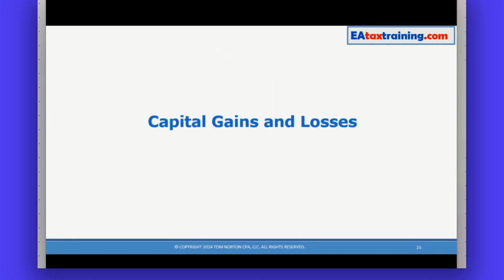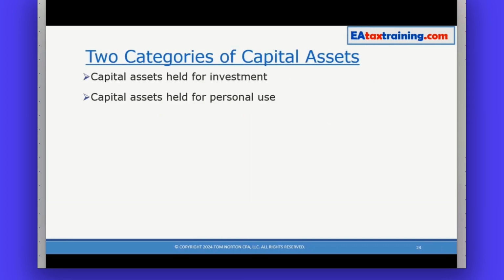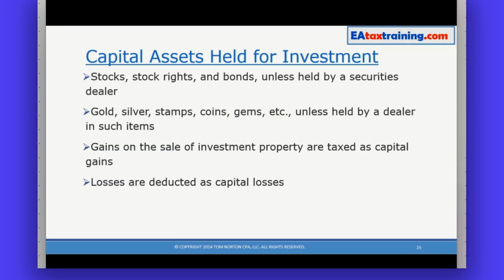Moving on now to the main topic of this video, capital gains and losses. So we already talked about what a capital asset is. There are two categories of capital assets: capital assets held for investment and capital assets held for personal use.